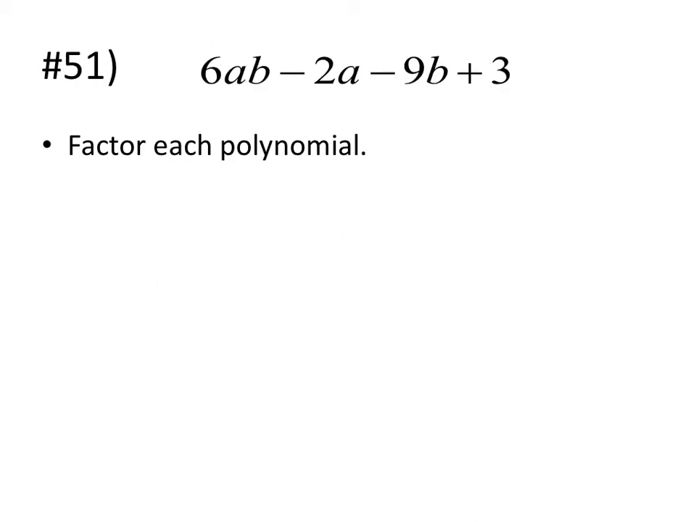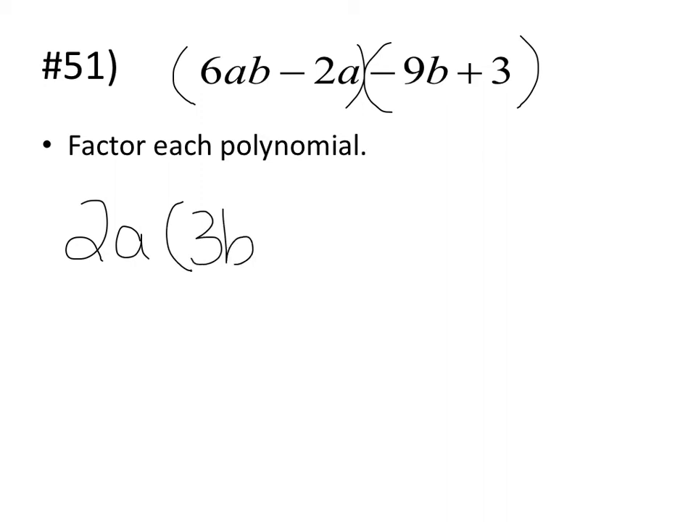All right, again, my third term is negative, so I need to group that with my second binomial. So now I have a second binomial there. Here I've got 6ab and negative 2a. The only thing they have in common is 2 and a. So I'm going to factor out a 2a, leaving me 3b minus 1.